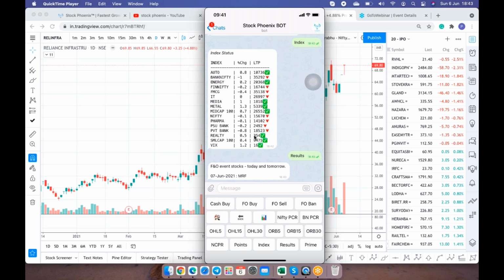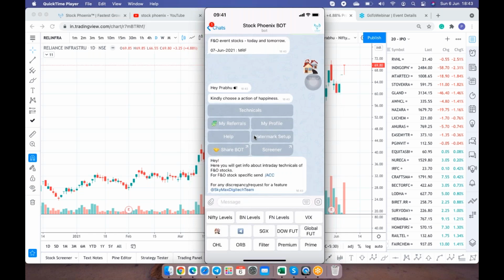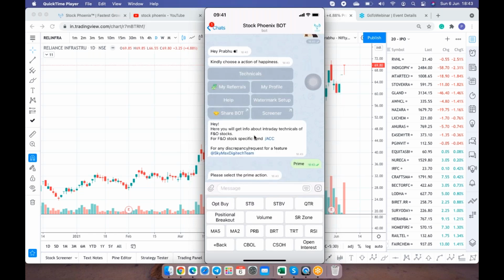Next is when you click on Prime. You can go to Prime from home itself, from the technical tab, or you can go from premium also. When you click on Prime, the entire menu gets changed for you.